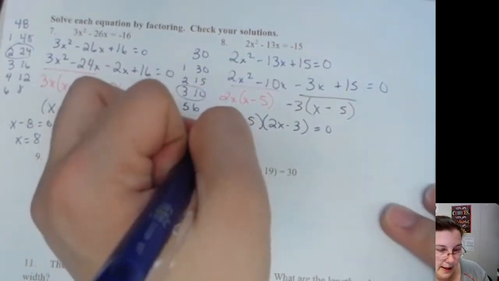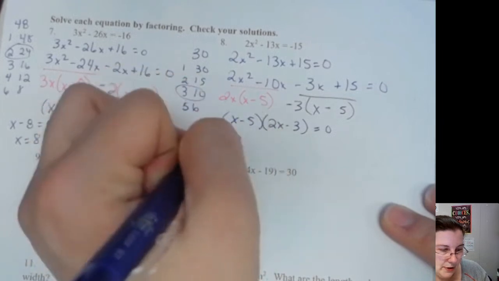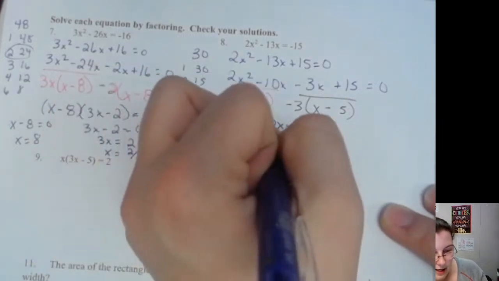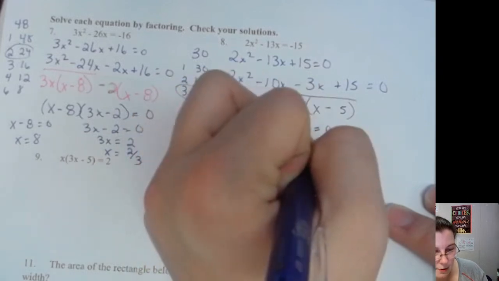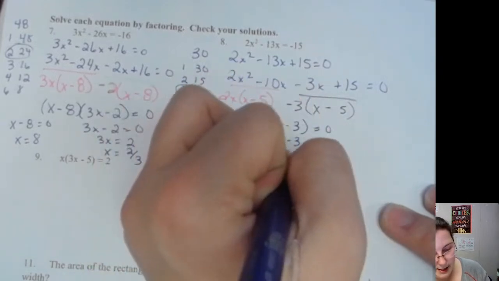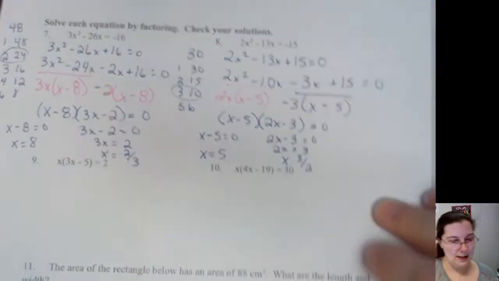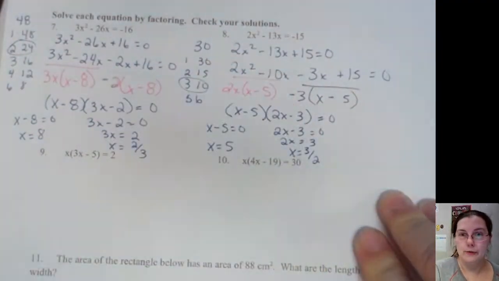So we set this up again, x minus 5 equals 0, so x equals 5, and 2x minus 3 equals 0, so 2x is going to equal positive 3, so x is going to equal 3 over 2. A lot of 3 over 2s for our answers this week.